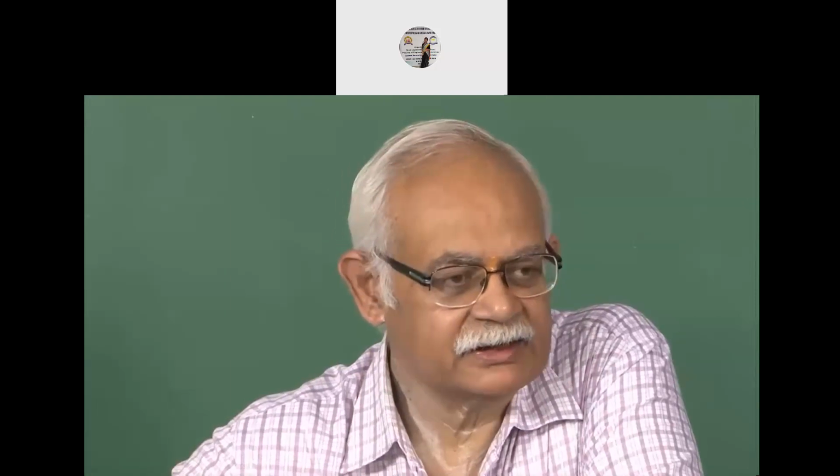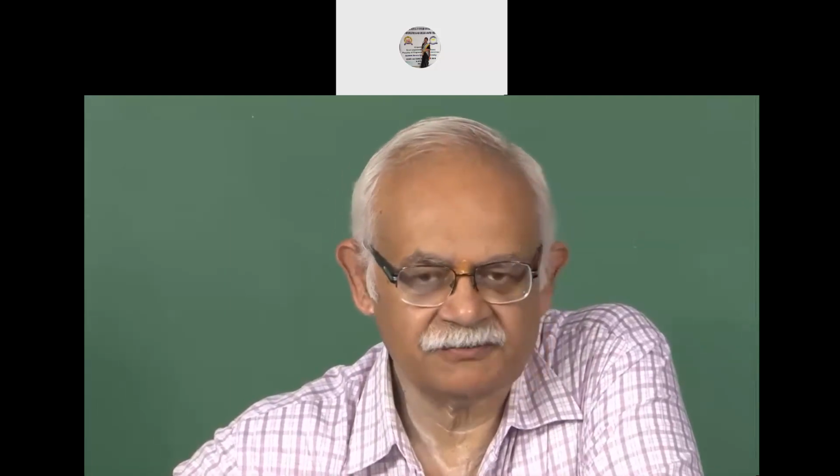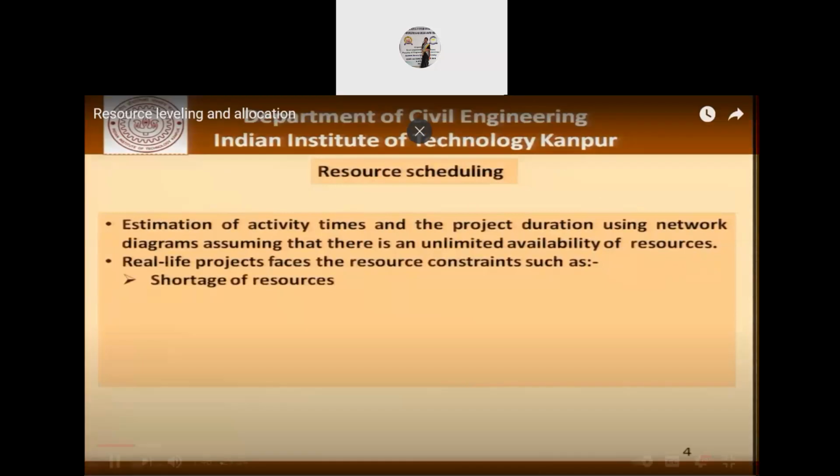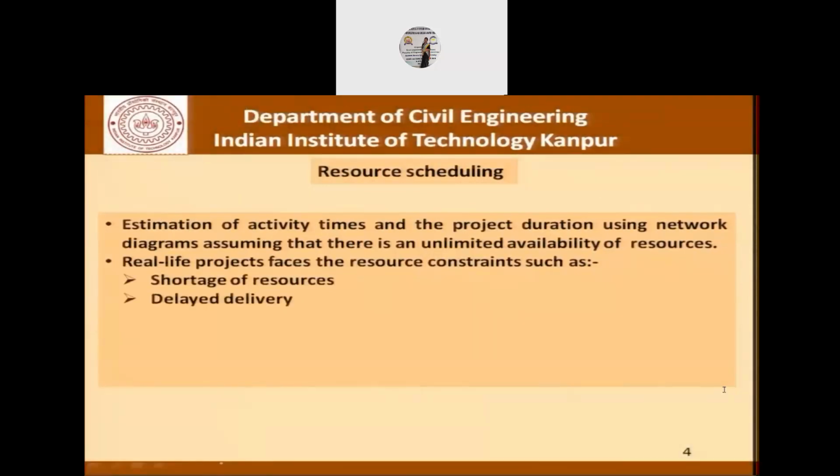So we almost assume that there is no constraint on the availability of the resources as such. But in real life projects, there are resource constraints such as shortage, delayed delivery, competing demands. It may happen that you may have a set of resources, but there are different activities in the project which demand the use of that resource.